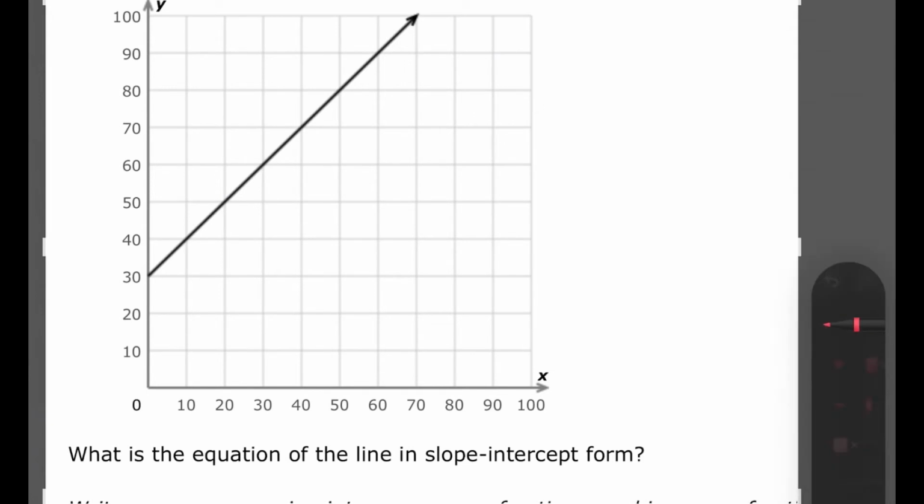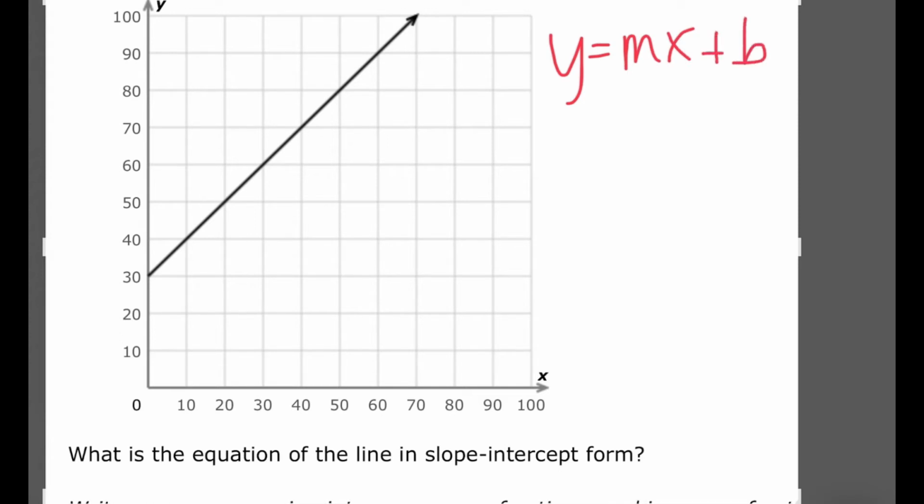Let's go take a look at this function. Please note that each box is a unit of 10, so we're counting by 10, 20, 30, 40 for the y-axis and the x-axis. We start with our y-intercept, so we look at the y-axis and it crosses through at 30. So we're going to go ahead and put 30.